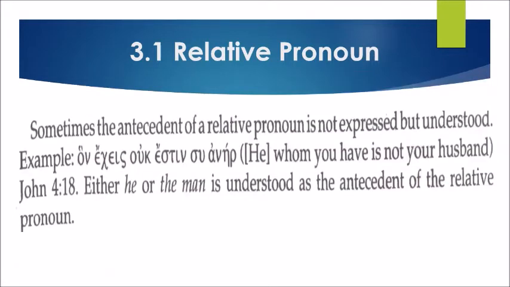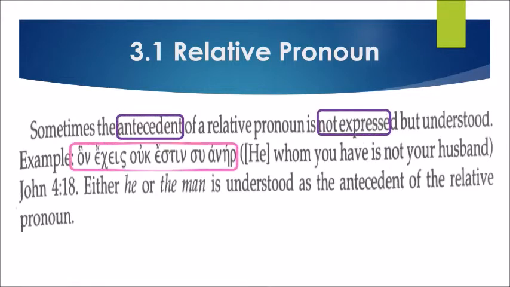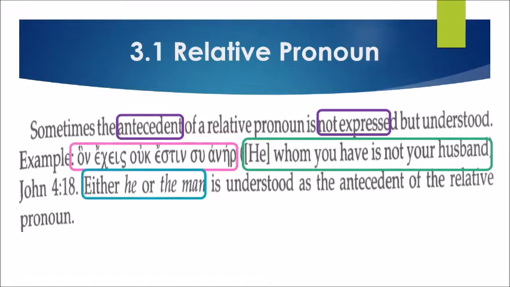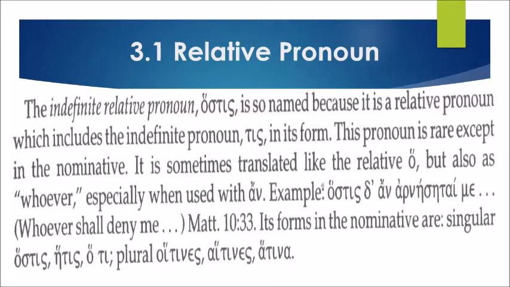Sometimes the antecedent of a relative pronoun is not expressed, but understood. Example, let's read. Hon echeis ouk estin sou aner. It means he whom you have is not your husband. In John 4:18, either he or the man is understood as the antecedent of the relative pronoun. So whom here is our relative pronoun.